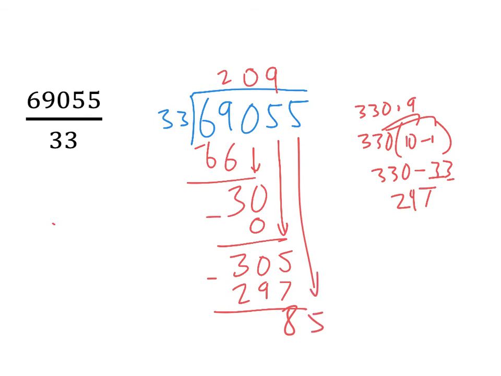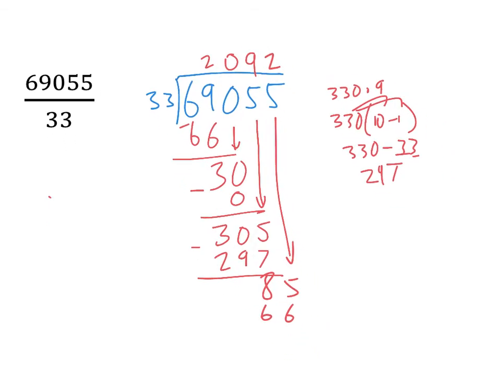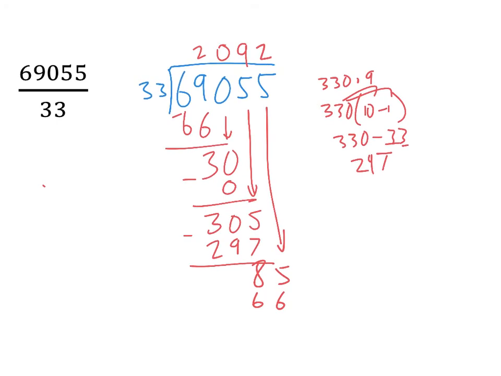We bring down the 5. I still think we can only get 2 out of there. That's 66. Because 3 times 33 would be too big. And we subtract.